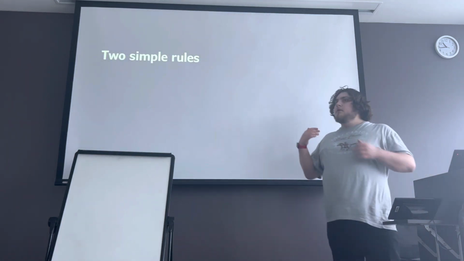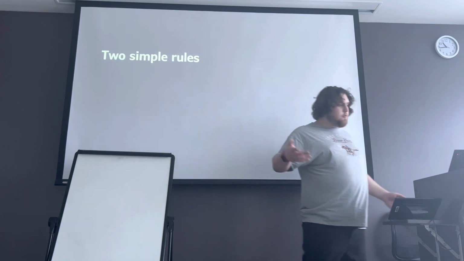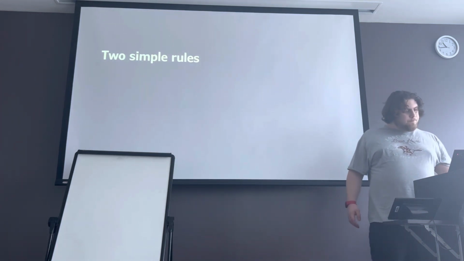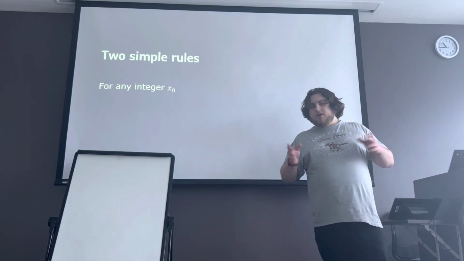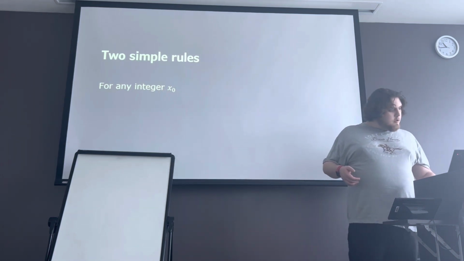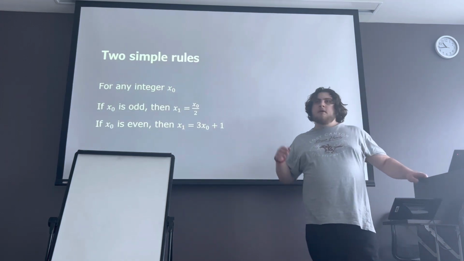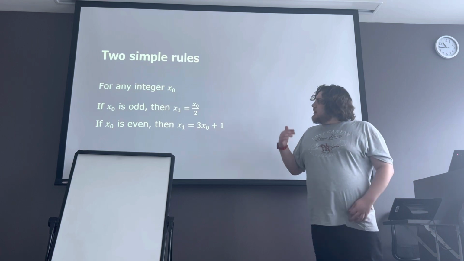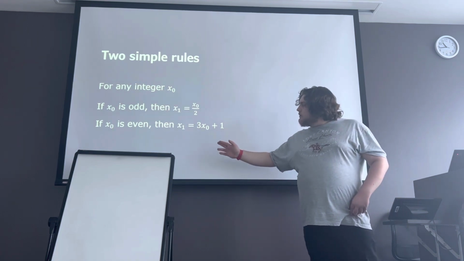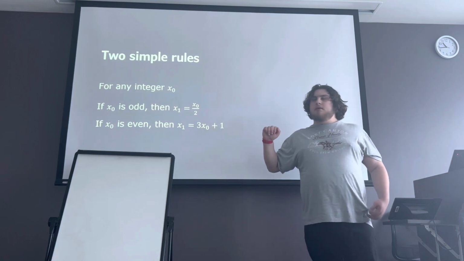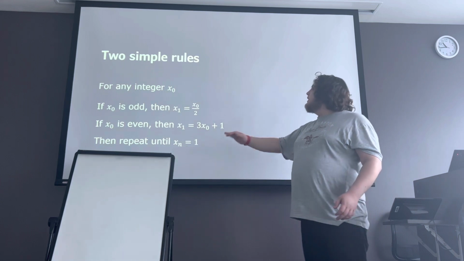To start with the Collatz conjecture, we first have to know these two pretty simple rules. For any integer, which we're going to call x sub 0, if x is even, then the next term x1 equals x0 over 2, and if x is odd, then x1 is 3x0 plus 1. And then repeat until x of n equals 1.